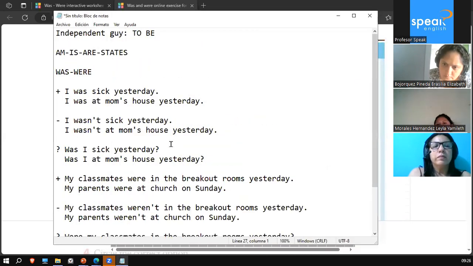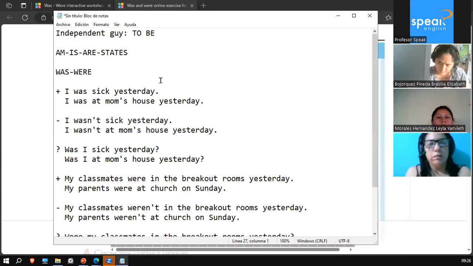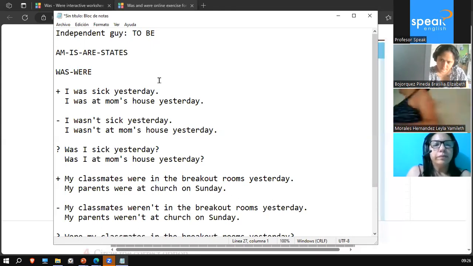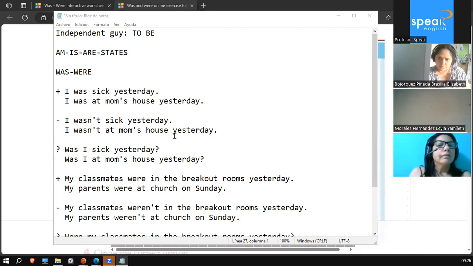Vaya, chicos, let's go ahead and have a quick review, ¿verdad? We were saying that whenever we talk about the simple past of the verb to be, we have to remember that it is independent. Es un tema independiente, and it's an independent verb. It means that whenever you have to create positive, negative, or question forms, you are going to use it isolated. Quiere decir que lo va a utilizar solamente a él, ¿verdad? Es independiente porque él solito puede convertirse en afirmativo, negativo y pregunta.